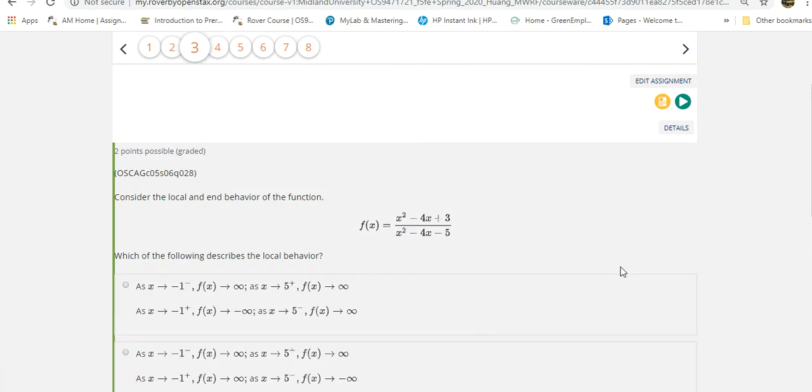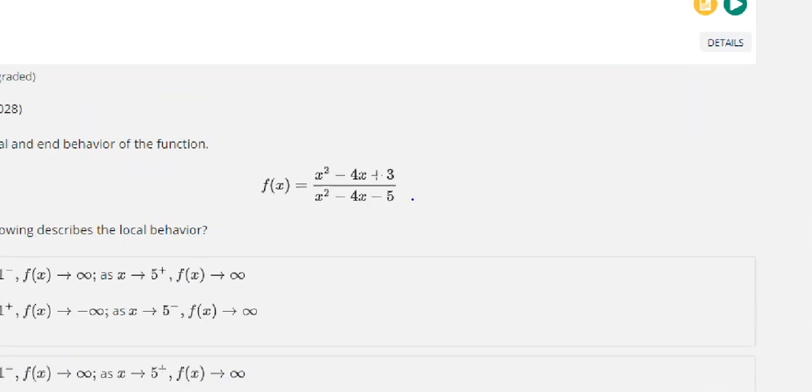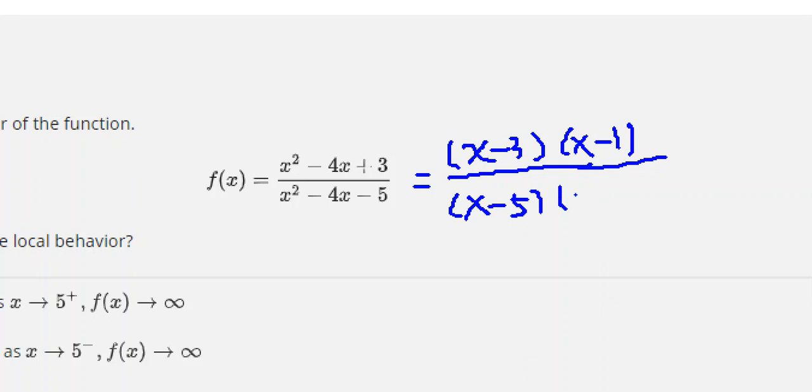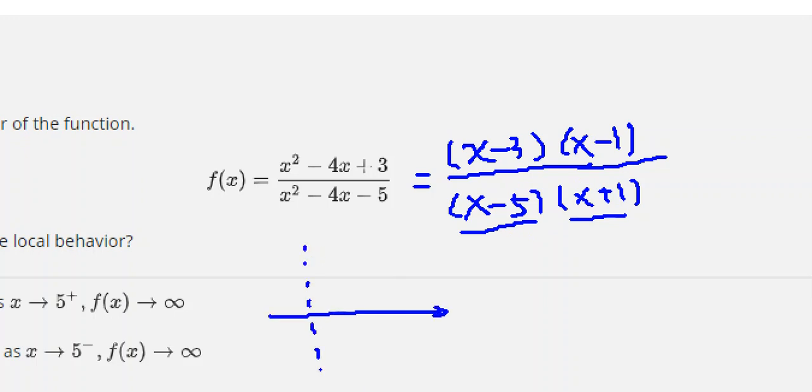Now as far as the local behavior, my suggestion is, first of all, factor this. x minus 3, x minus 1 on top. The bottom is x minus 5, x plus 1. So in other words, I know I have two vertical asymptotes because they don't cancel. These two vertical asymptotes are, one is -1, the other one must be 5, right? They're coming from here, 5, and the other one -1.